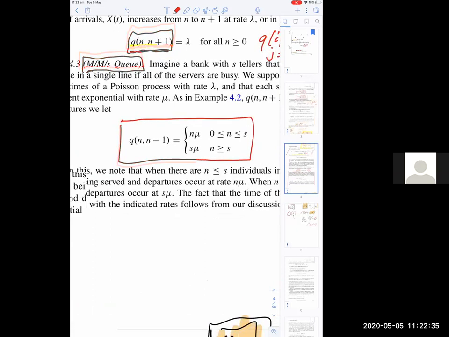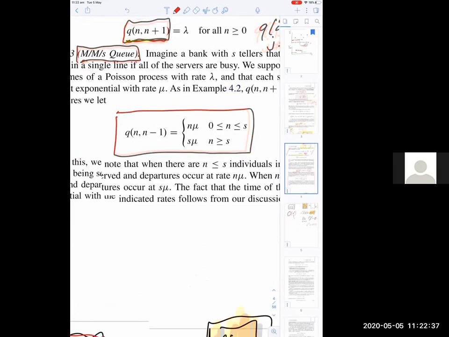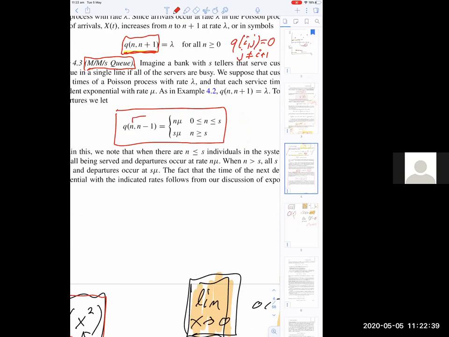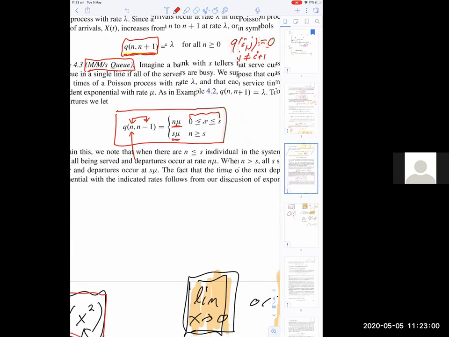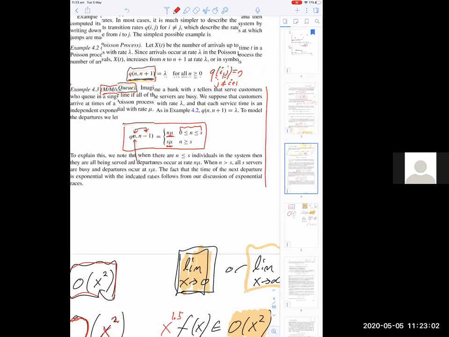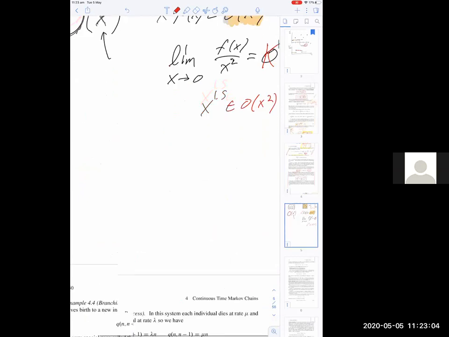Here we have a specification of going from state n to state n minus 1. That is going to be either the state n times mu, if n is less than or equal to s, some fixed quantity which is the number of servers, the number of people treating you in the queue, or it's going to be s times mu. So that's part of this specification of the continuous time Markov chain.